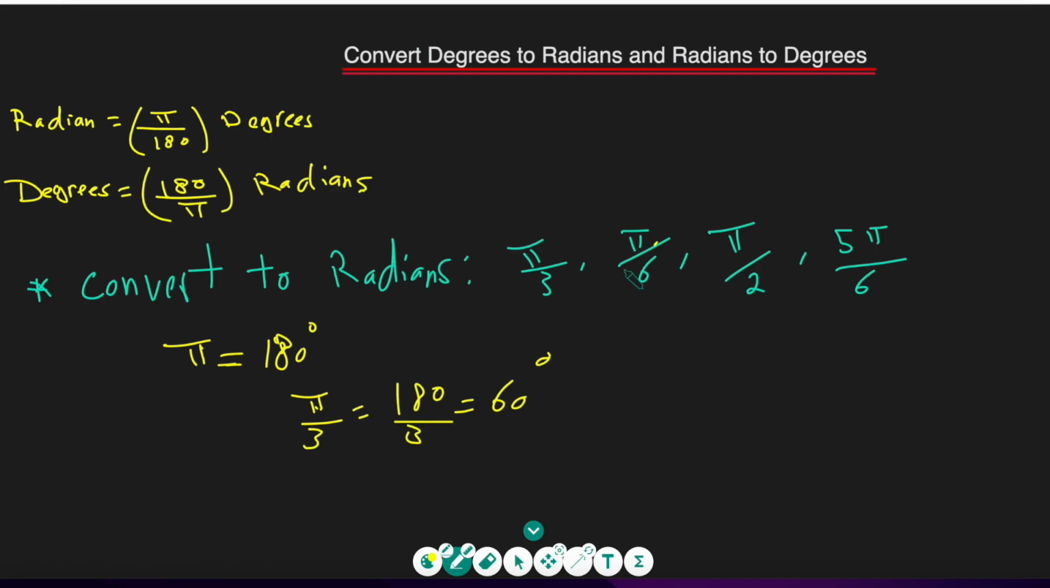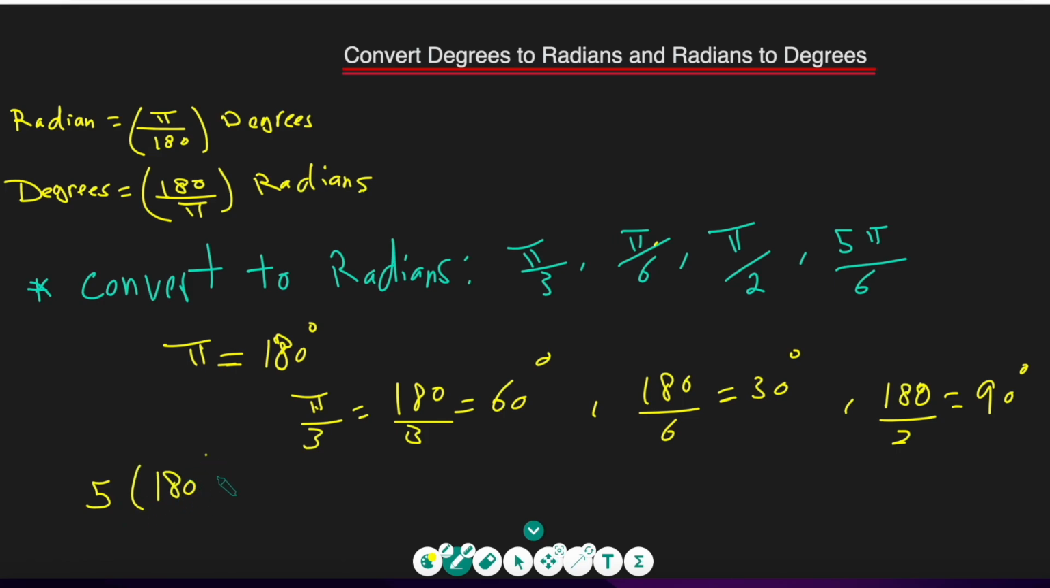And if you follow the same thing with this, pi over 6 will be 180 over 6, and it's going to give me 30 degrees. My pi over 2 would be just 180 over 2, and it's going to give me 90 degrees. My 5 pi over 6 is going to be 5 times 180 over 6. This has 1, this has 30, this is going to be 150 degrees.